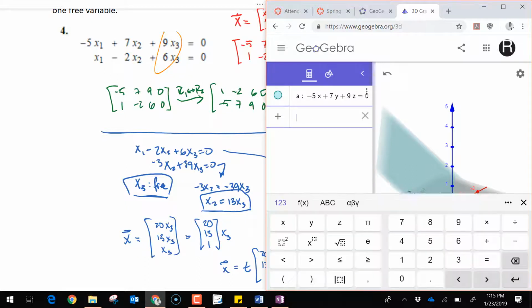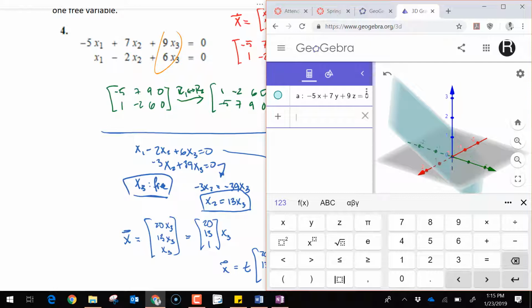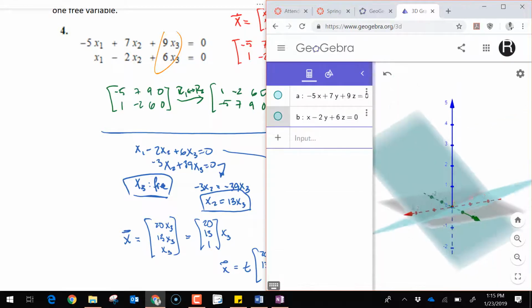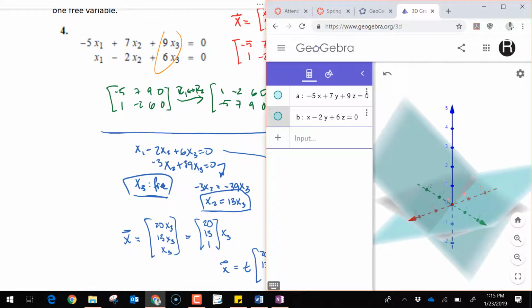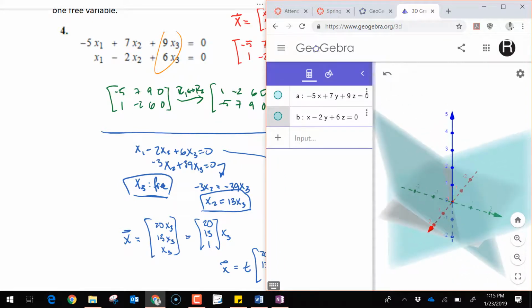Let's get our second plane going. That would be x plus 2y minus z equals 0. Again, a plane that also passes through the origin. So we're guaranteed that point. This is a homogeneous system. It's equal to 0. We're going to pass through the origin. So I know for sure that that is a solution. Okay?